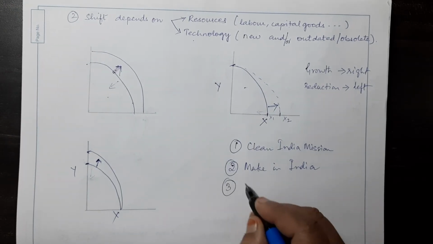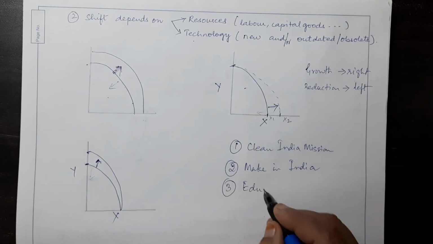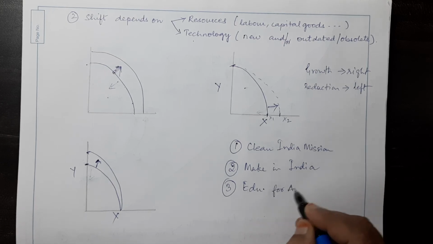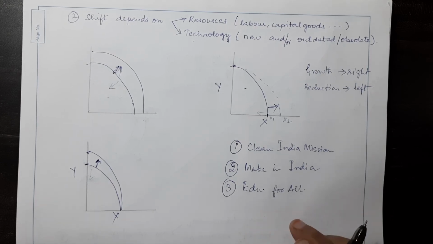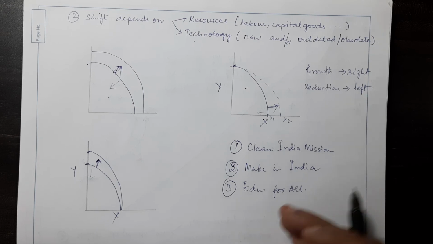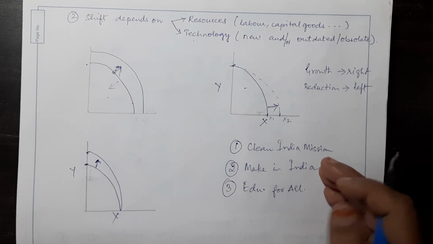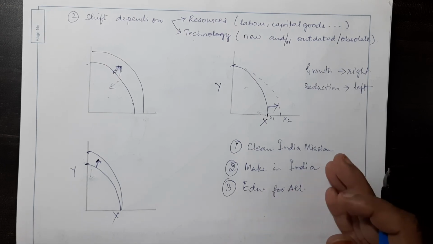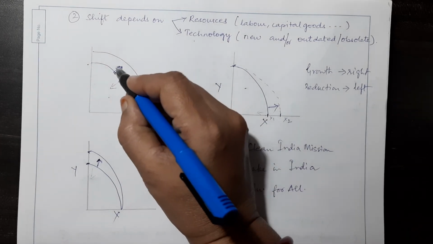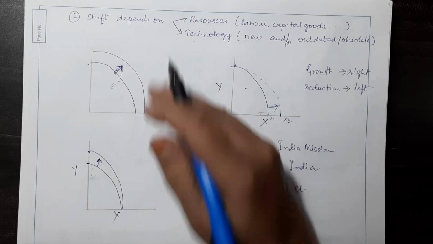The third one is education for all. Education for all, which is what? Which is Sarva Shiksha Abhiyan. So if education is provided, we improve the skill of the person. So when skills raise, production potential also increases, and again it will move upward or rightward.